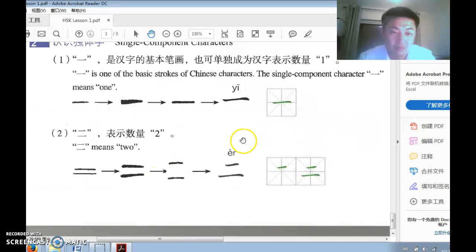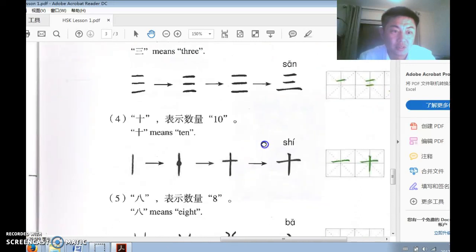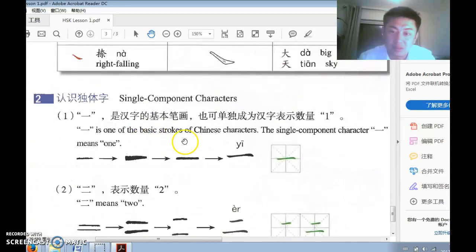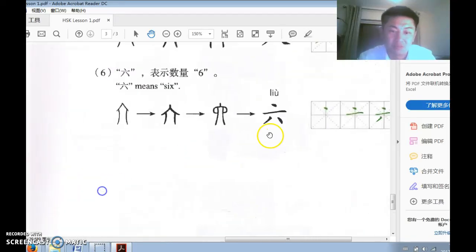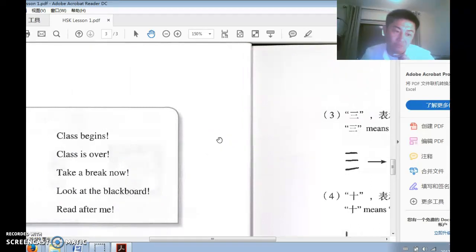I think that's pretty much it for lesson one. There is some Chinese writing practice, but forget about it. All you have to do is try to write 你 and 好. Okay, so that's that.